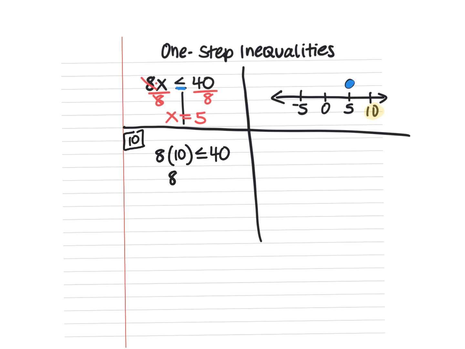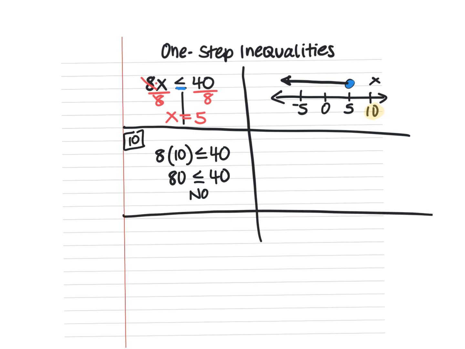8 times 10 is 80. Is that less than 40? Well, 80 is not less than 40, so I'm going to write no. So 10 does not work, so I am going to go the opposite way than 10. I don't want to go towards the 10. Okay, my last step that I need to do is I am going to write, hey, this shows all numbers, x, that are less than or equal to 5. And there's my final inequality.